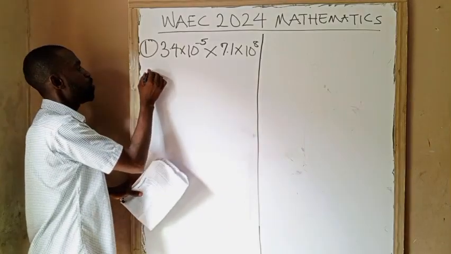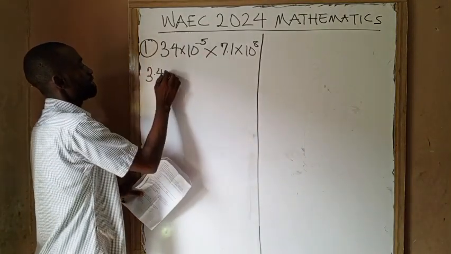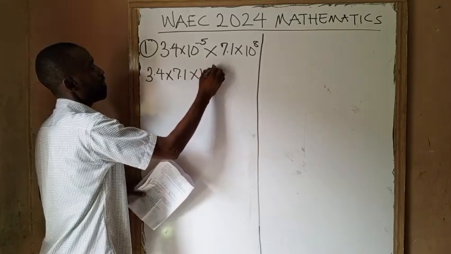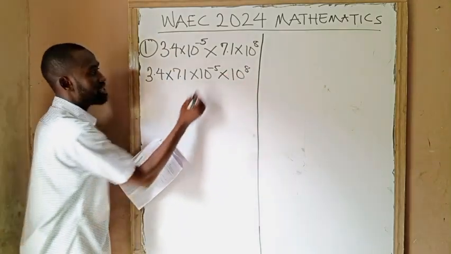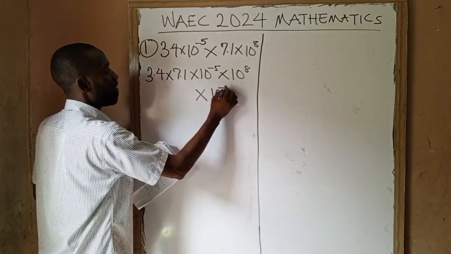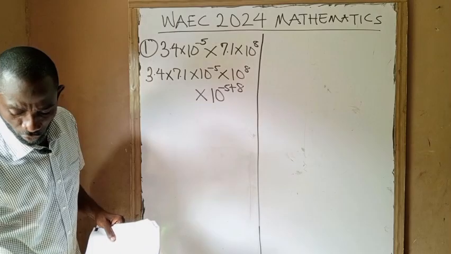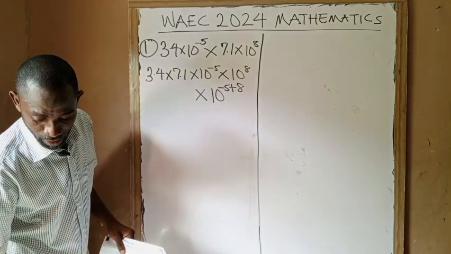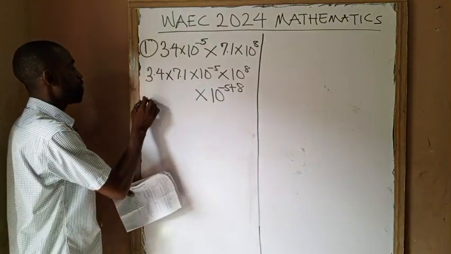So let us rearrange. We have 3.4, and I can multiply these two numbers together, times 7.1, then times 10 raised to the power minus 5, then 10 raised to the power 8. If I apply the law of indices, I will combine these: 10 raised to the power minus 5 plus 8. Since calculator is allowed, 3.4 multiplied by 7.1 gives us 24.14.